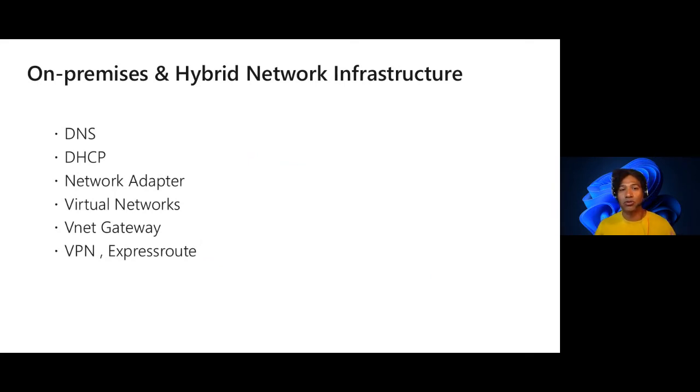With on-premises and hybrid network infrastructure, the idea is basically that you're always running either an on-premises environment and an Azure environment, and you want to connect the two networks with one another. There are different ways in which you can do that depending on your needs, requirements, and also the workloads.